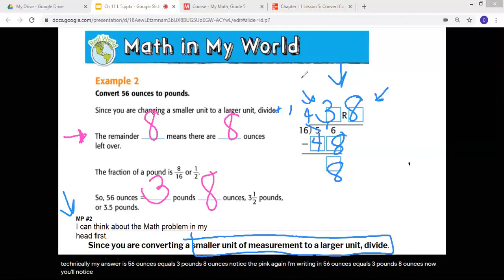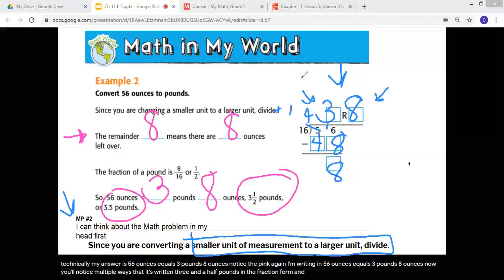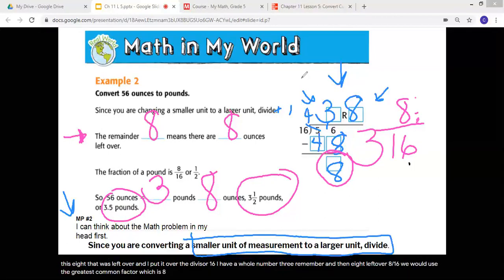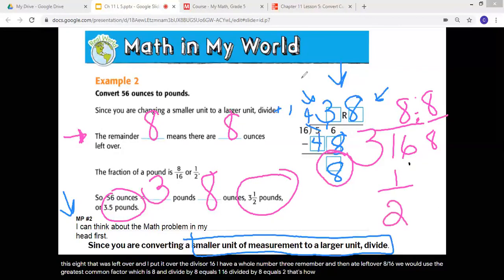Now, you'll notice multiple ways that it's written. 3 and 1/2 pounds in a fraction form and 3.5 pounds in a decimal form. If I took this 8 that was left over and I put it over the divisor 16, I have a whole number 3, remember? And then 8 left over, 8/16. We would use the greatest common factor, which is 8, and divide 8 by 8 equals 1. 16 divided by 8 equals 2. That's how we come up with 3 and 1/2 pounds.